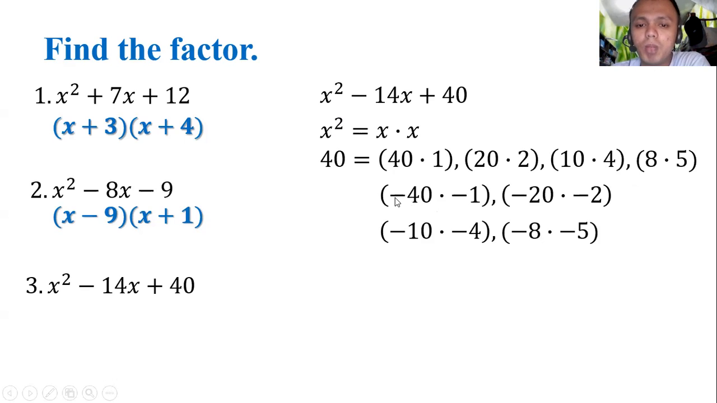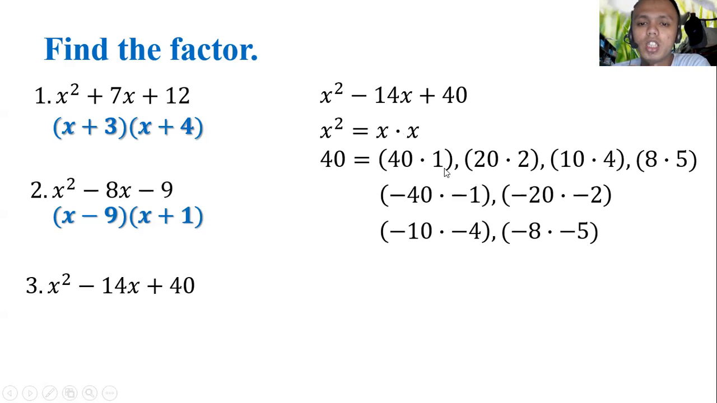No? Sa negative naman, negative 40 times negative 1 is positive 40. Negative 20 times negative 2 is positive 40. Negative 10 times negative 4 is positive 40. Negative 8 times negative 5 is positive 40. Then now, which of these pair of factors that if we add, the sum is negative 14? Saan dyan?